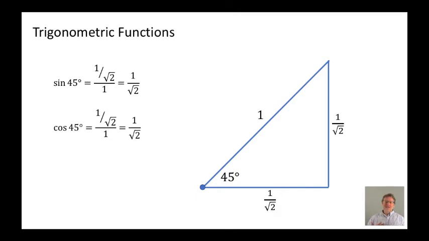Lastly, what's tangent? That's the TOA part of SOHCAHTOA. Tangent is opposite over adjacent. That's 1 over the square root of 2 divided by 1 over the square root of 2. We have the same thing in the numerator and the denominator, so what is the tangent going to turn out to be? It's going to be 1. The tangent of 45 degrees is just 1.